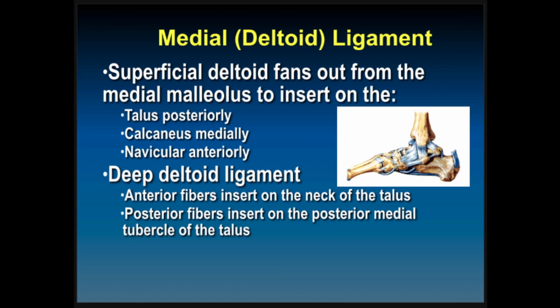Anatomically, the superficial deltoid fans out from the medial malleolus to insert on the talus posterior, calcaneus medial, and navicular anteriorly. Then the deep deltoid ligament inserts on the neck of the talus, posterior fibers on the medial tubercle of the talus.